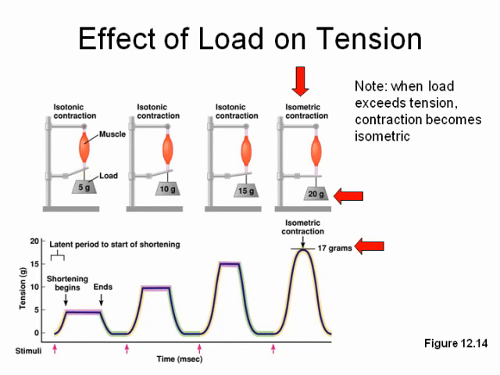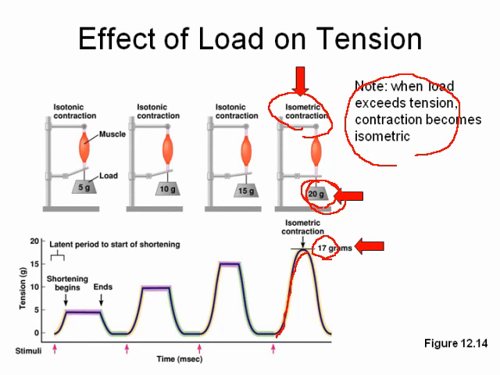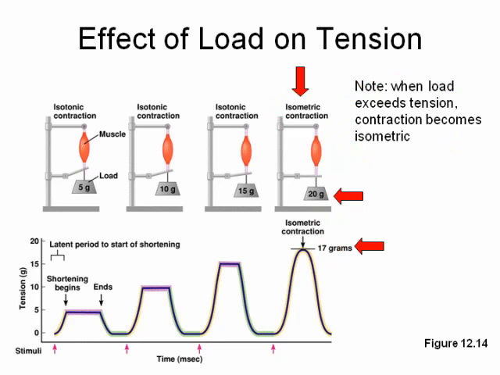Once we get up here to 20 grams, we finally reach a point where we can no longer have an isotonic contraction. We have an isometric contraction. The muscle tension is going to develop, but in this case, we only develop 17 grams of tension, and it's a 20-gram load that we're trying to lift. So when the load exceeds the tension, the contraction becomes isometric. The muscle cannot change its length.